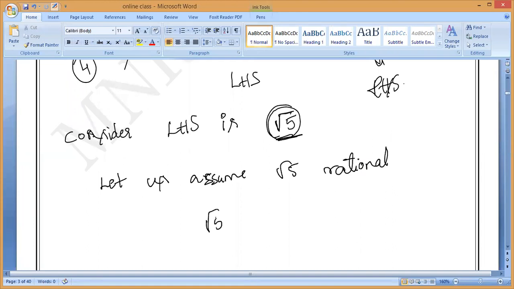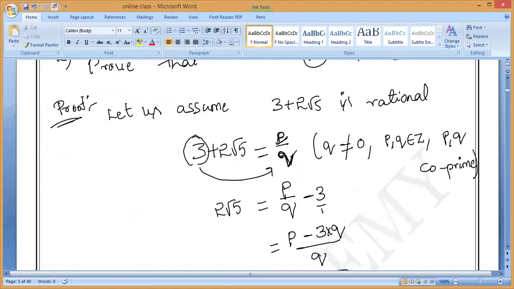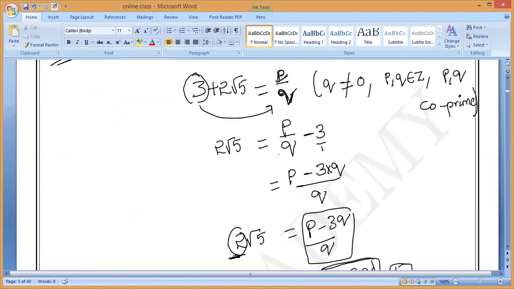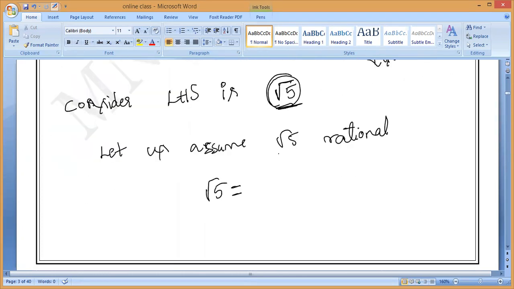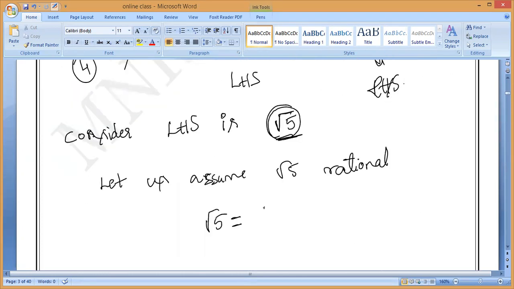So root 5 equals, we can write in the form of P by Q. But P by Q we already used before, correct? So take A by B. Here B is not equal to 0, and A and B are any integers, belonging to Z, and A and B are co-primes. Do you understand?